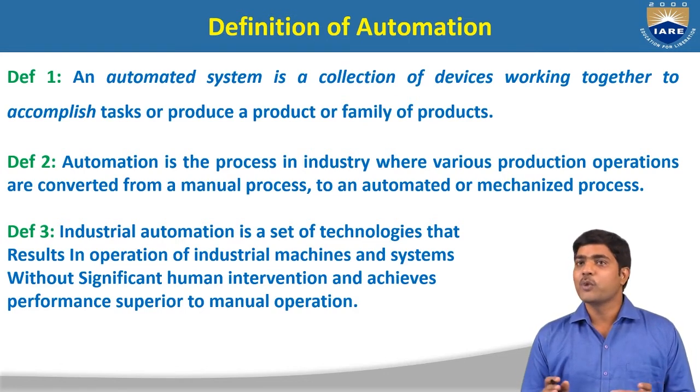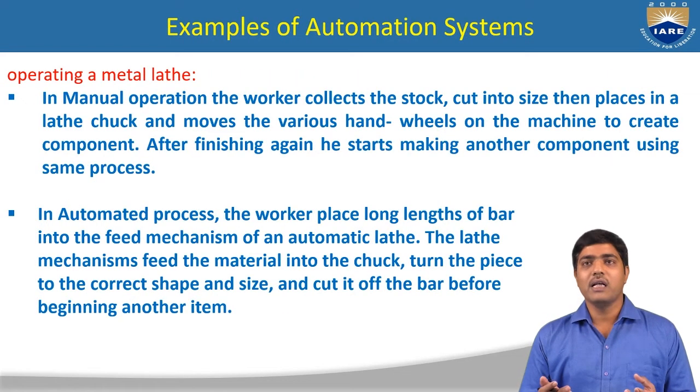So finally, we can say these automation systems are going to eliminate human intervention, thereby increasing productivity and also increasing the profit of whichever industry goes for automation. Now we can take some examples of automation systems.